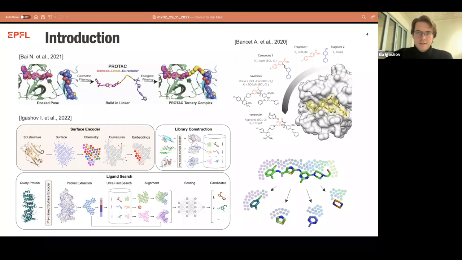And therefore, in this case, the next question is how to create the molecule out of these predefined and pre-located fragments.